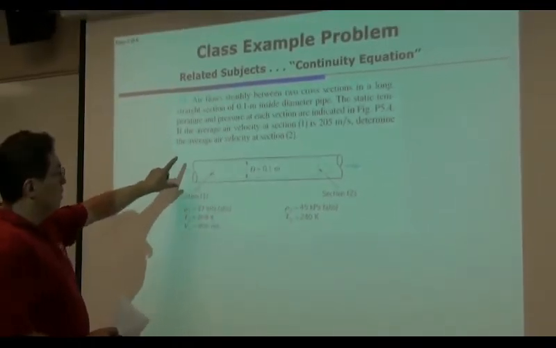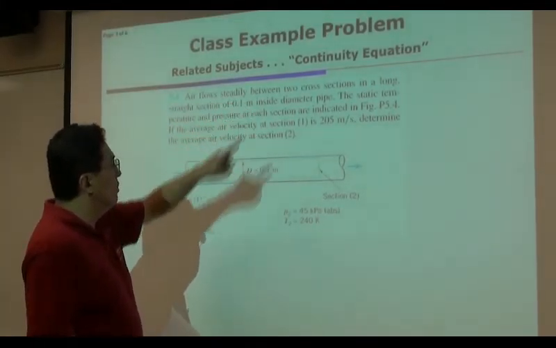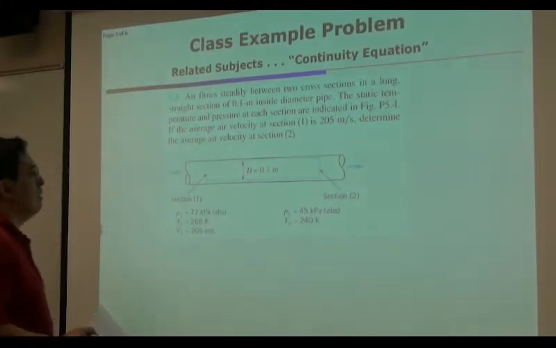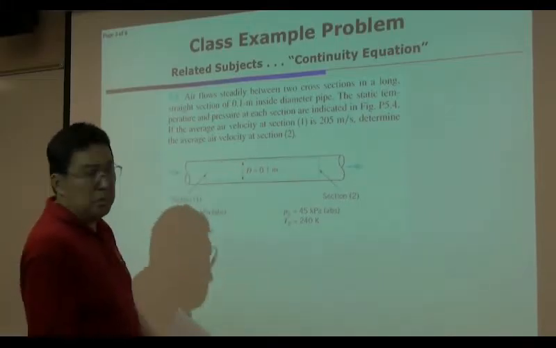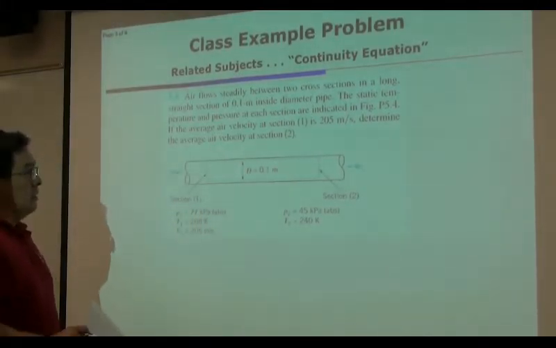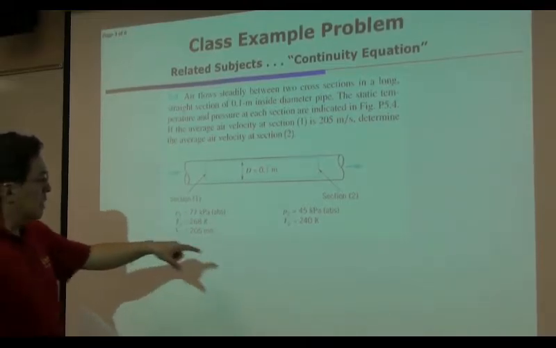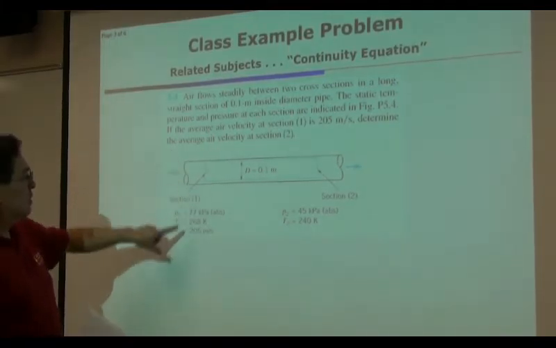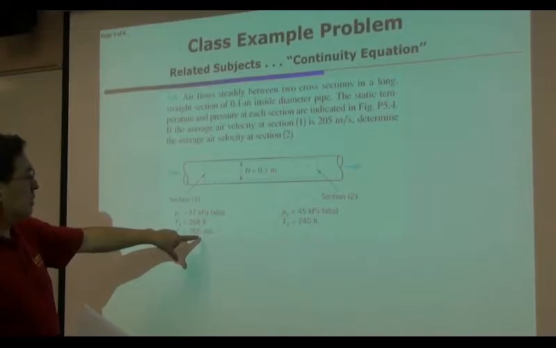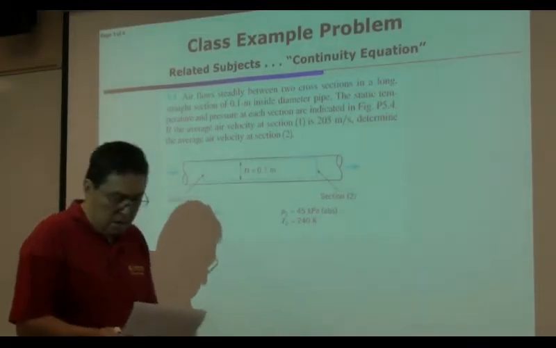This is the horizontal pipe. Air is flowing from left to right. Okay. So air flows steadily between two cross sections in a long straight section of 0.1 meter inside diameter pipe. Okay. The static temperature and pressure at each section are given: P1, T1, P2, T2. If the average air velocity at section 1 is 205 meters per second, determine the average air velocity at section 2.